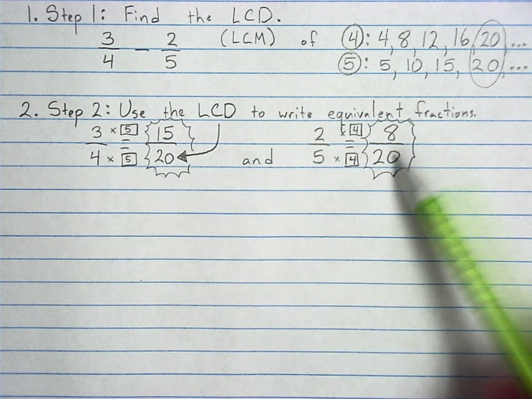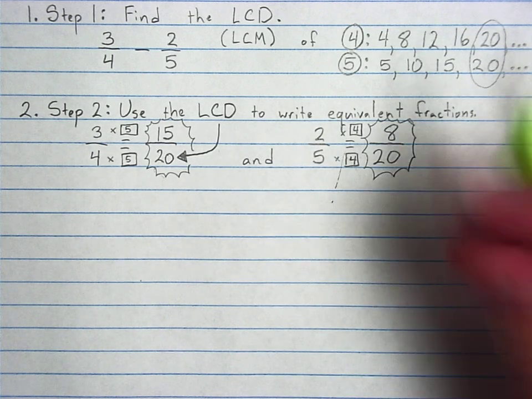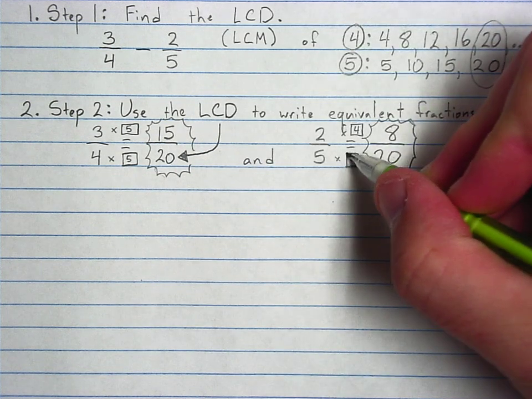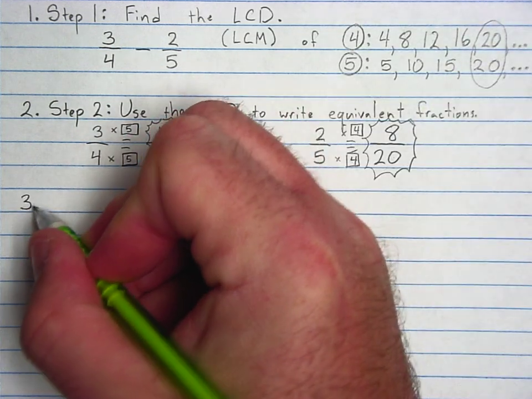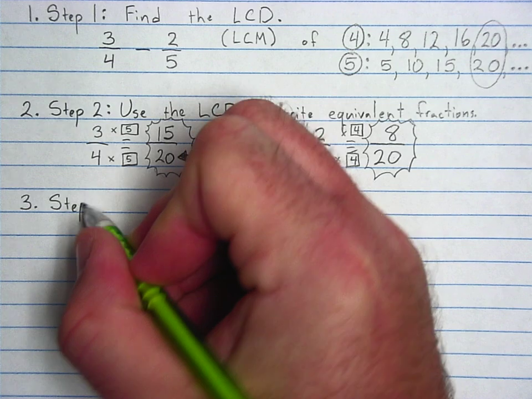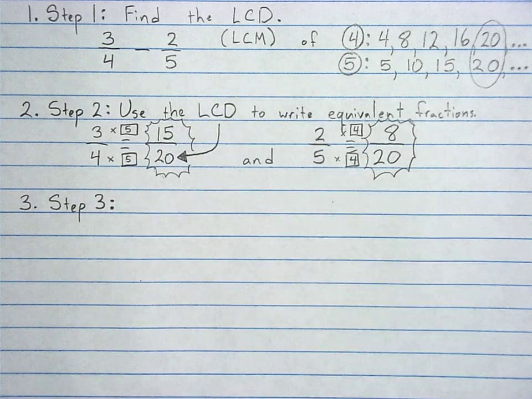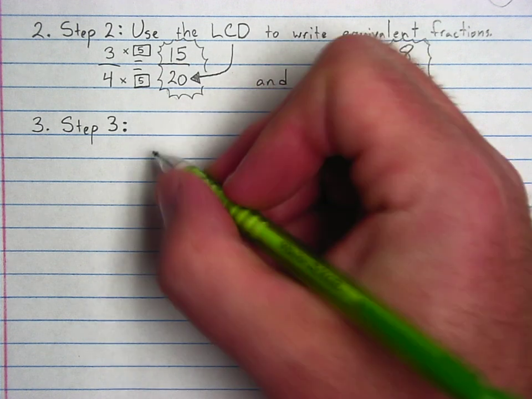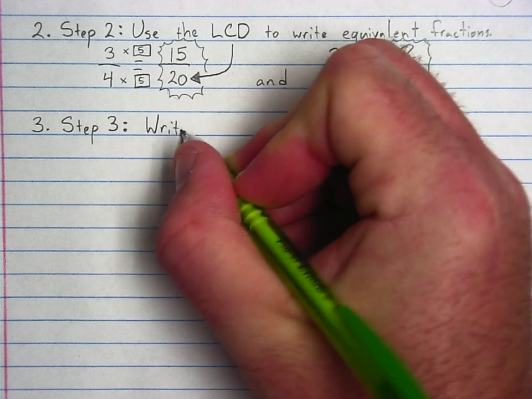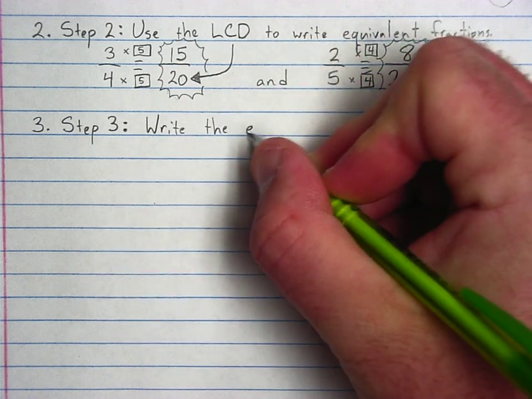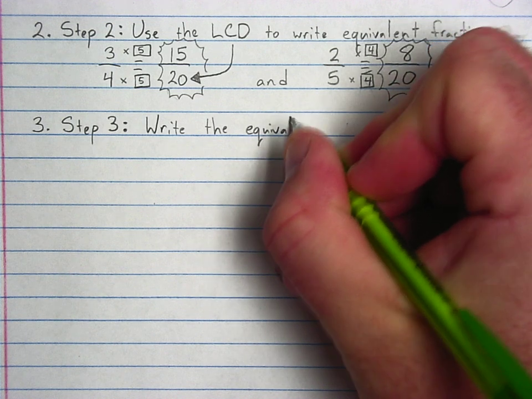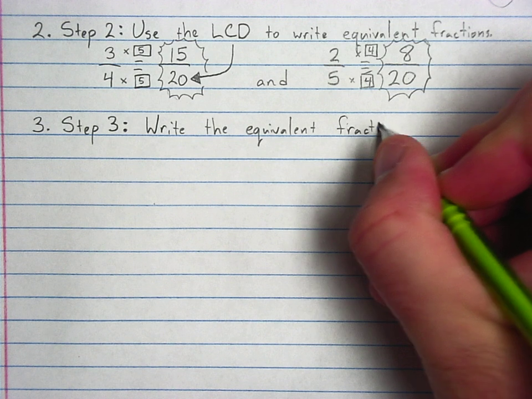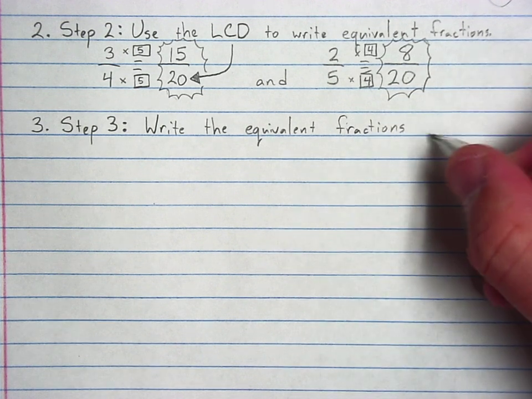Okay, finally, I have my 2 equivalent fractions. Their denominators are the same. Whoops. So I can finally start subtracting after I clean up the little mess that I made. There we go. Step 3. Slide this up. Okay. For step 3, write the equivalent fractions. Write the equivalent fractions vertically.